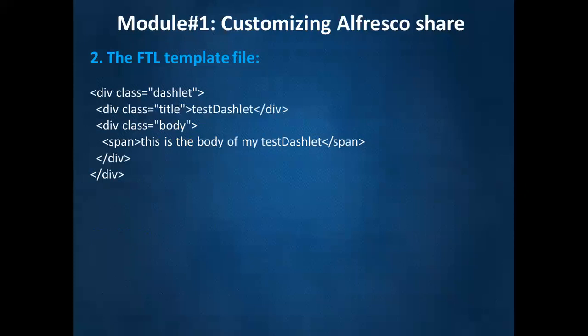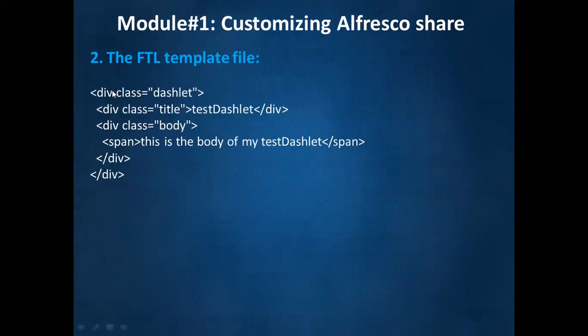We need a descriptor file to describe our file and to give some information about it, such as name, description, and URL. This we write, as I told you, in the descriptor file. But the template file is for displaying the message or the content that will be written inside your dashlet.